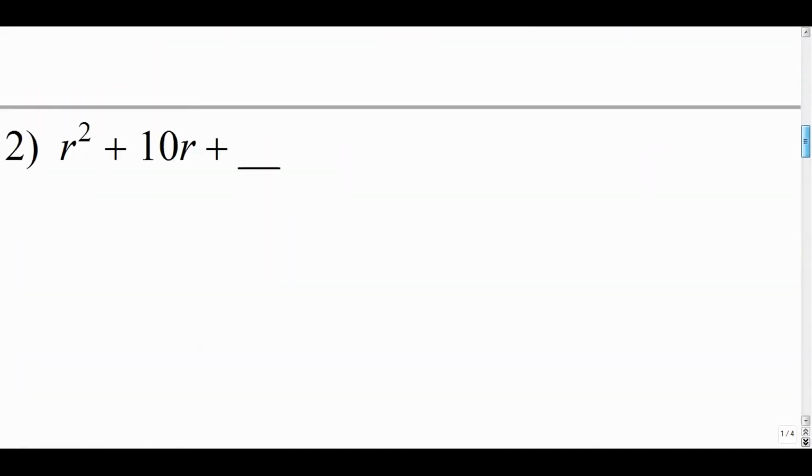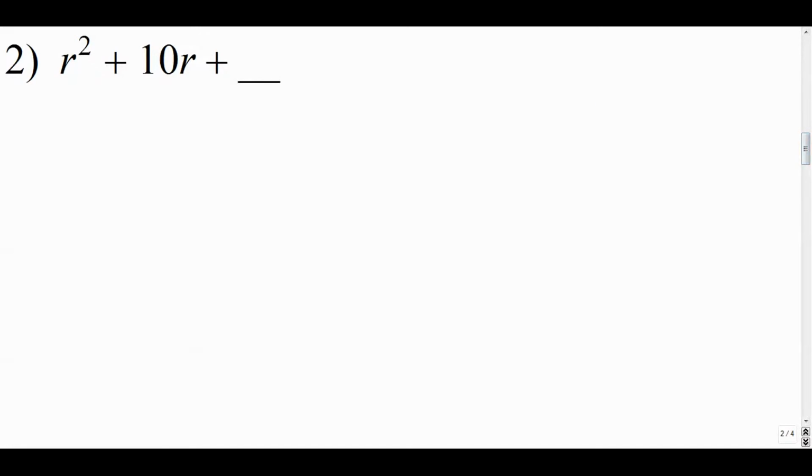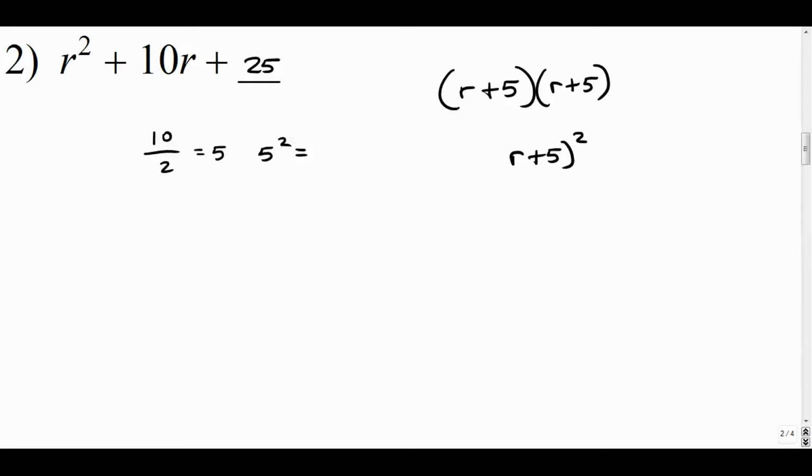Number two, pause it, see if you can figure this one out on your own. I'm going to look for the c value right here. So I'm going to cut the middle term in half, and I'm going to square it. And I'm just going to simply turn this into r plus 5 times r plus 5 quantity. So I get quantity r plus 5 squared, and I'm done.